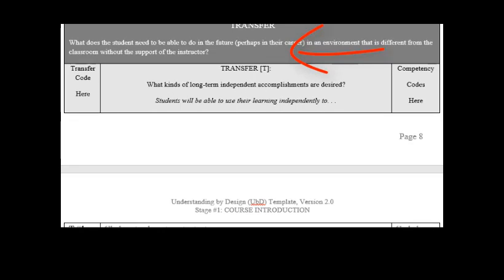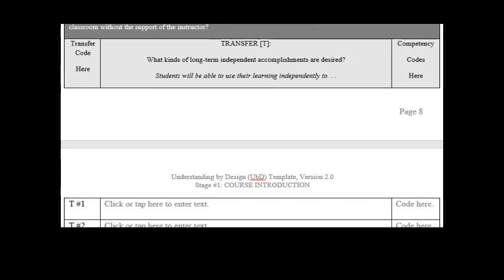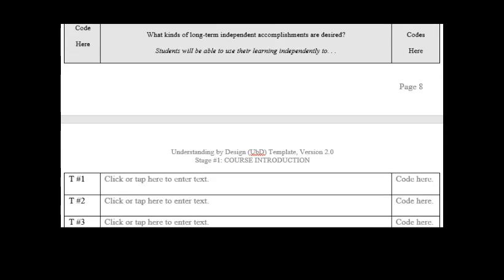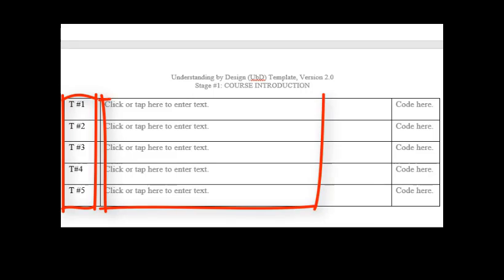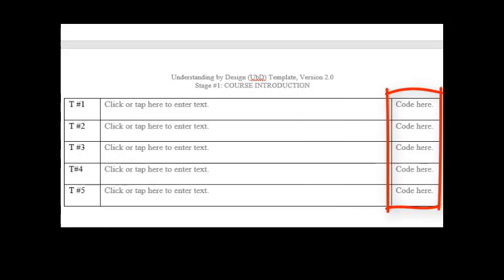When you're identifying how the information will transfer, you want to think about the long-term, independent accomplishments that are desired in this lesson. You can start the sentences with, students will be able to use their learning independently to. You'll list the transfer codes to the left, the sentence in the center, and the competency code used earlier on the right-hand side. You will likely have multiple competency codes on the right-hand side throughout this template.